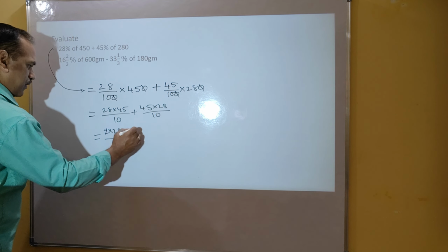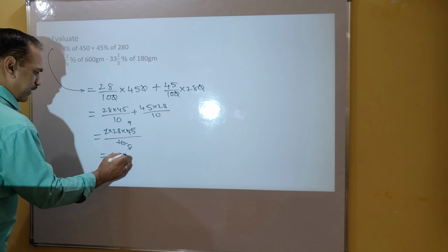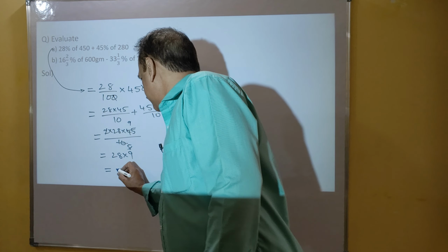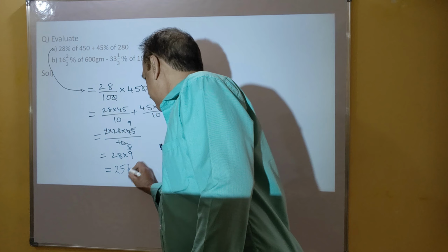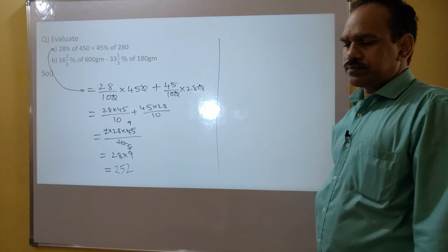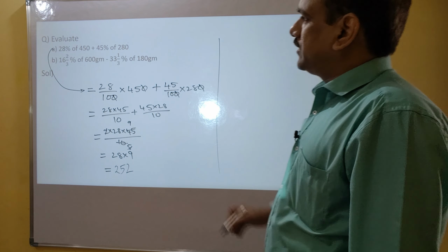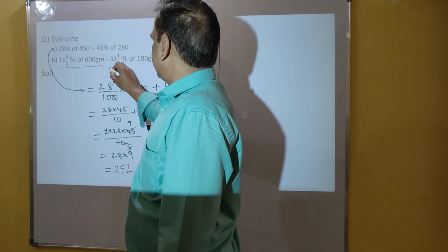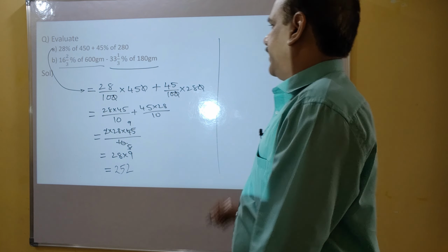5, 9, 28 into 9, that is 252. Next, 16 2/3% of 600 minus 33 1/3% of 180.